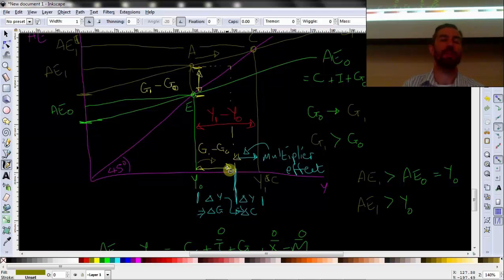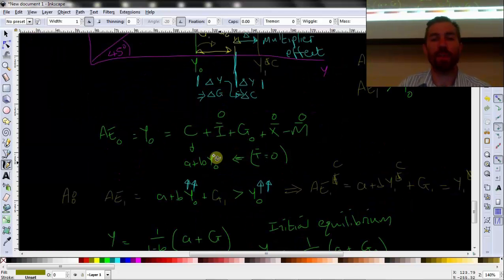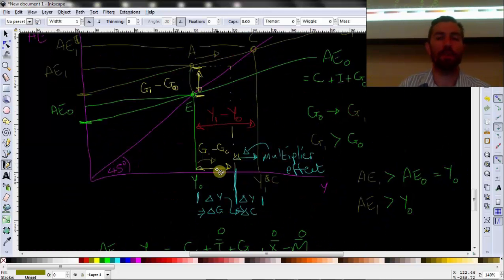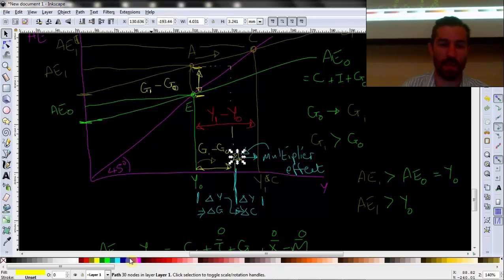However, we know that consumption has an induced component. So with that increase in output comes an increase in income. That increase in income leads to a further increase in consumption. That increase in consumption generates a further increase in output. And that is this blue component here, or teal, or cyan, whatever you want to call it. This blue is now the induced component.